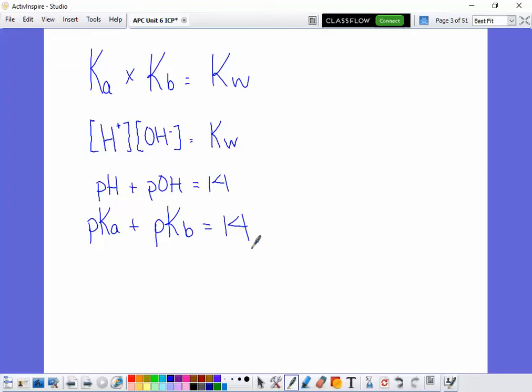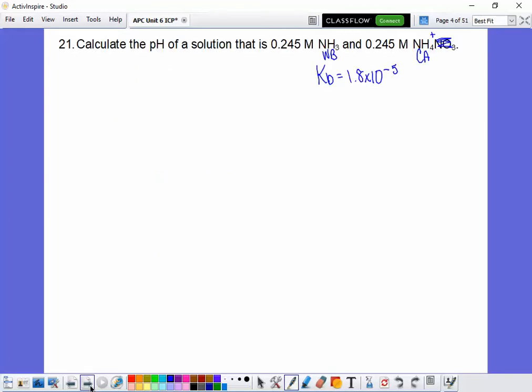Now, Ka times OH minus will not necessarily equal Kw. Okay? But these are all relationships that exist. So, in finding your pKa of this problem, you could find pKb first and then subtract that from 14 instead of using Kw. You could use either one. Okay? So, what would be my pKb?